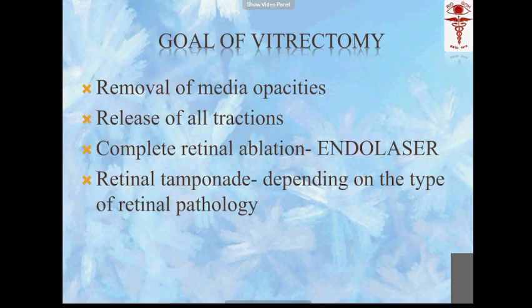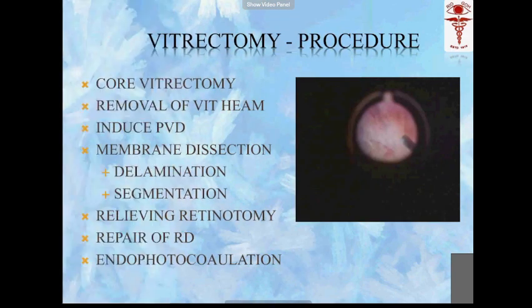In vitrectomy, you remove all the opacities, you release all the tractions, and you ablate the retina with endolaser. Instead of giving a photocoagulation through a slit lamp delivery, we directly go inside the eye through the probe and give the laser directly to the retina. That is called an endolaser. And also you maintain the integrity of the retina by using a retinal tamponade. We inject either gas or silicone oil to make the retina flat and attached. So these are the procedures.